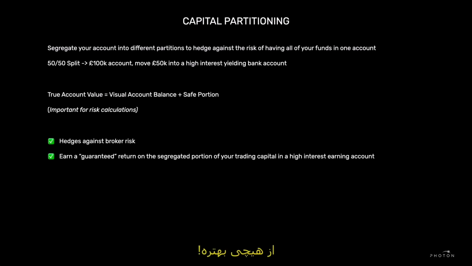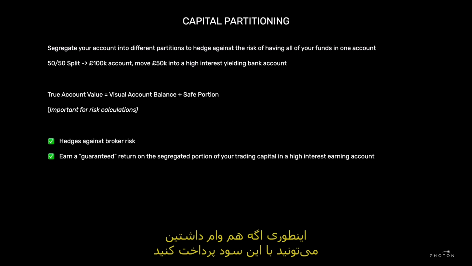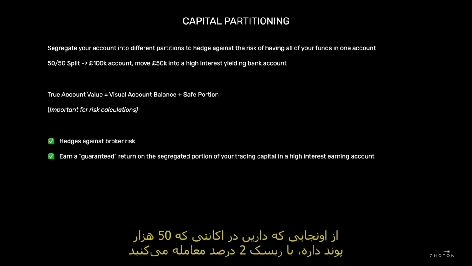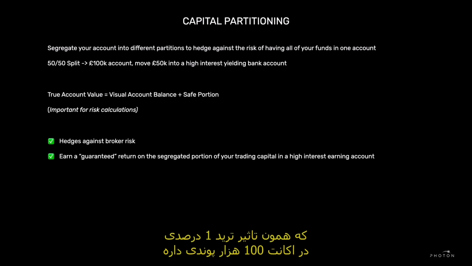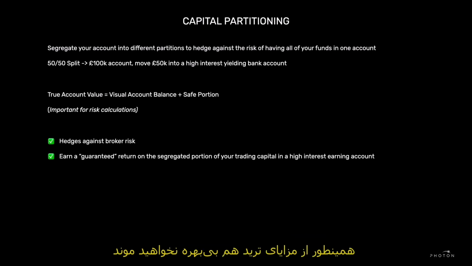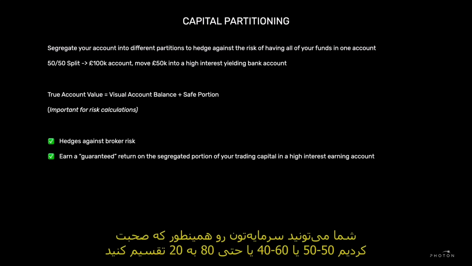It's better than nothing. Now, if you have a mortgage, you can also look into opening something called a mortgage offset account. So just do a little bit of research on that, and you may want to get some financial advice. So since you'll be trading 2% risk on the £50,000 that remains in your trading account, this obviously has the same effect as trading 1% risk on your initial 100 grand account. So therefore you will receive the benefits and security of diversifying your parked capital, but with no disadvantage to your trading activity at all.